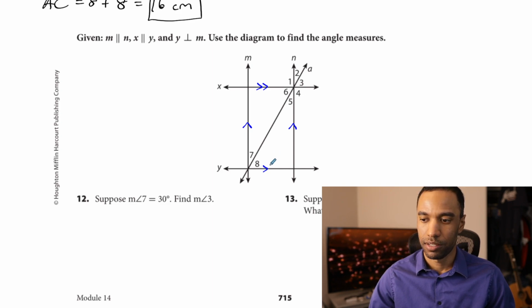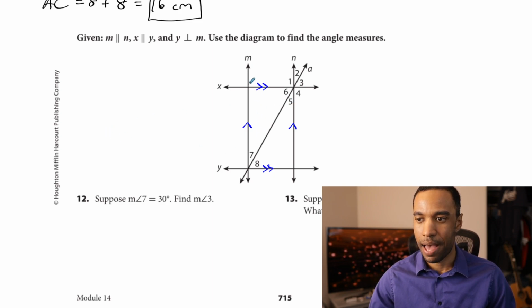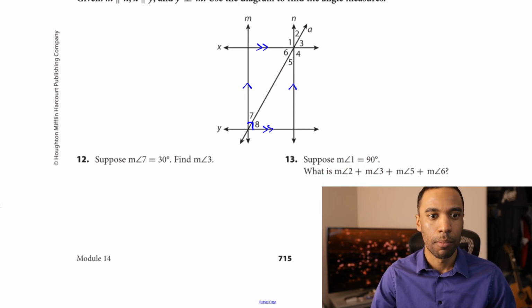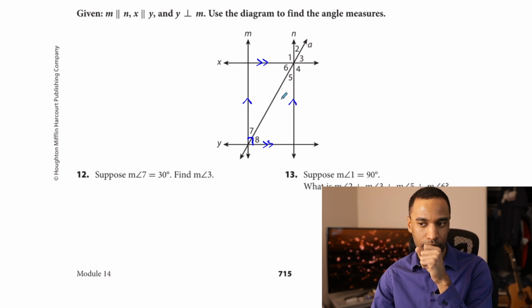Hopefully you know what these arrows kind of mean. It's parallel. And Y is perpendicular to M. So Y is perpendicular to M. We're looking at that right there. Use the diagram to find the angle measures. Before I do anything with numbers 12 and 13, what's some other information we can find out here?